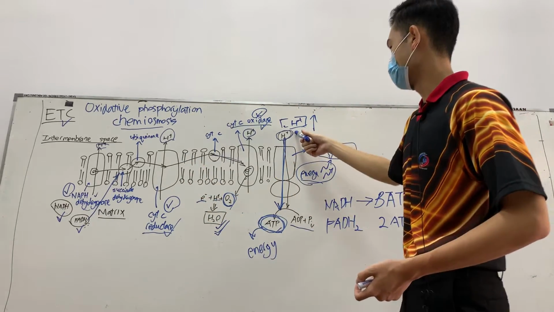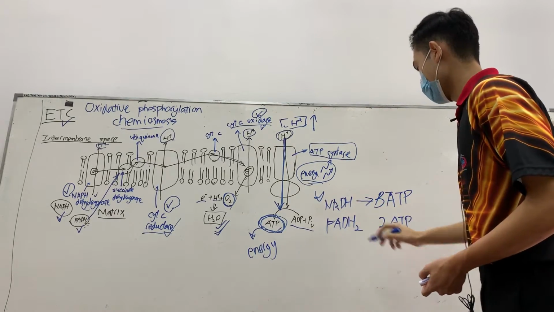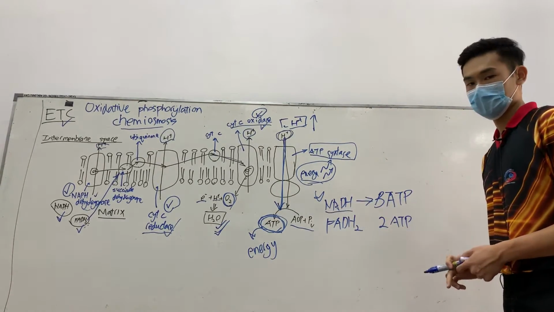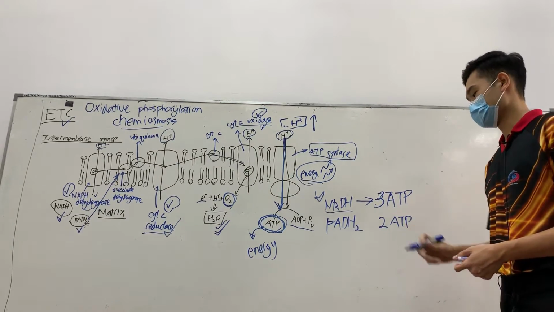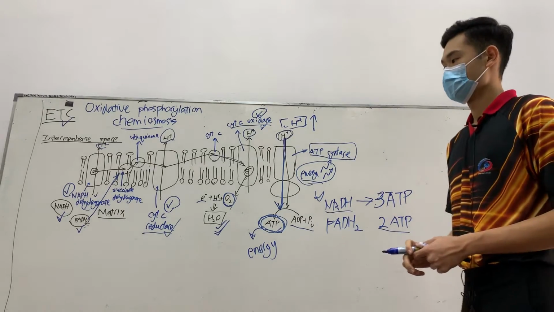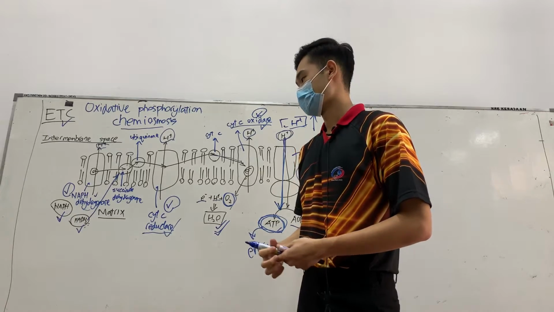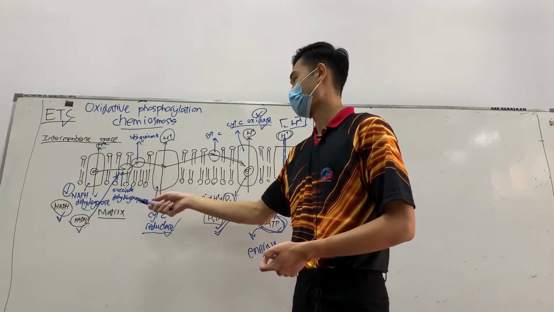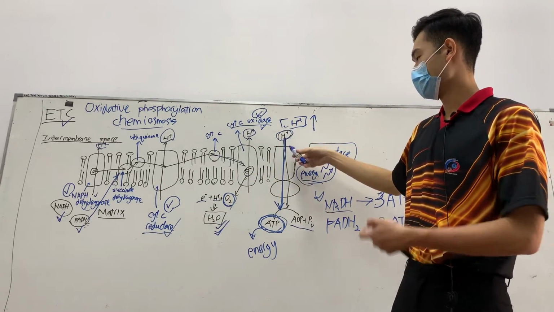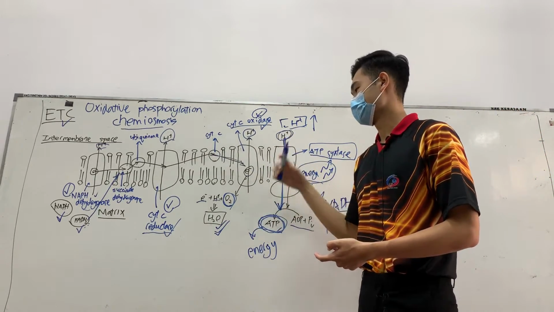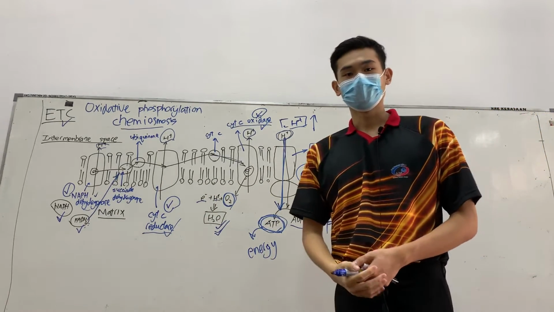So if one pumped hydrogen ion produces one ATP, then we can conclude that every one molecule of NADH will produce 3 ATP, while FADH2 will produce only 2 ATP. So that's the whole process of oxidative phosphorylation, which includes the transfer of electrons, pumping of hydrogen ions, and the movement of hydrogen ions back to the matrix, and eventually producing ATP. And that's all. Thank you very much.